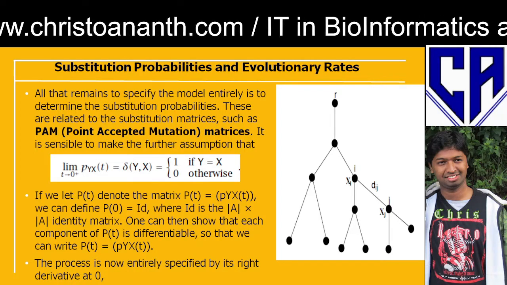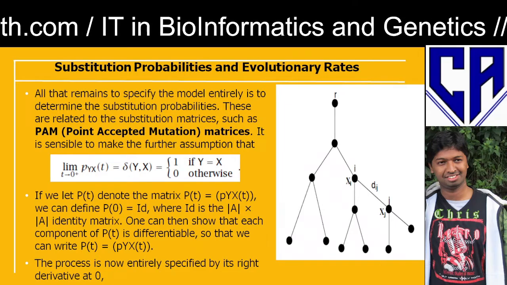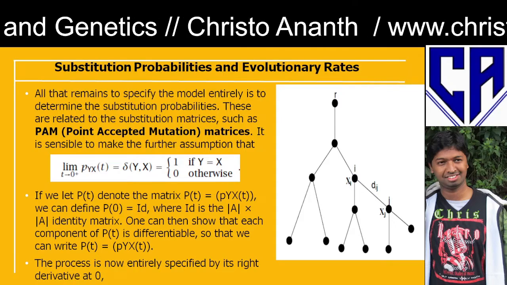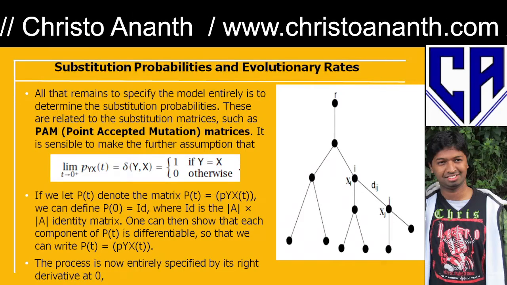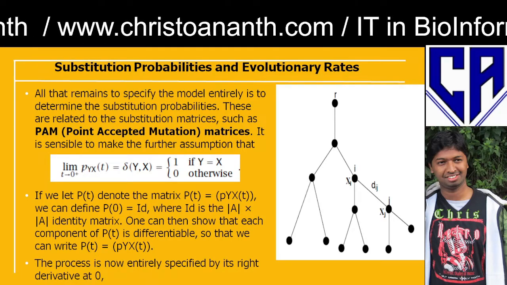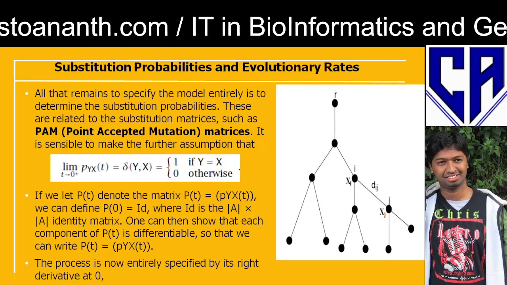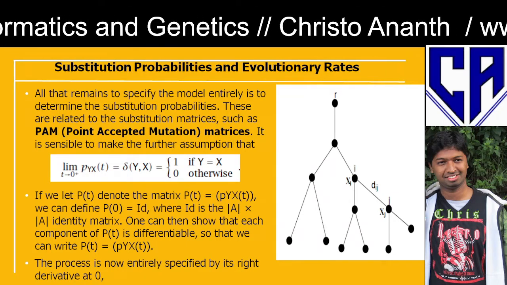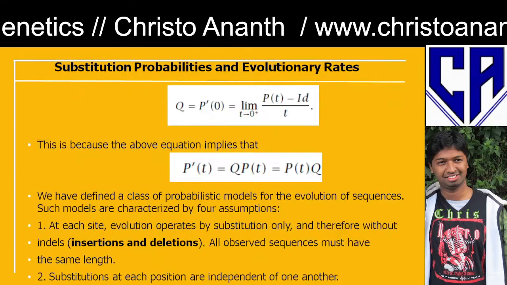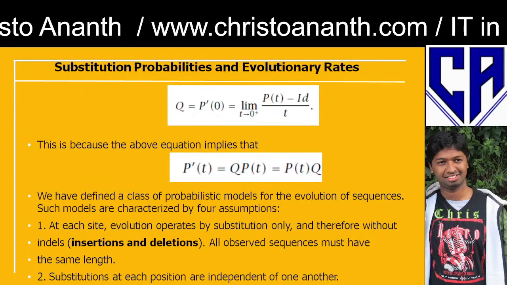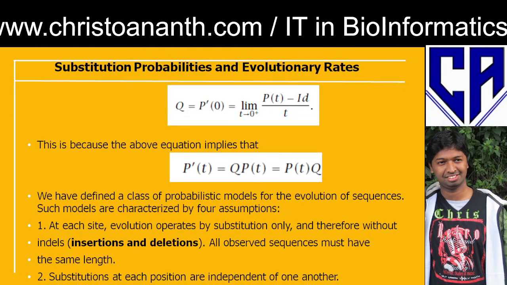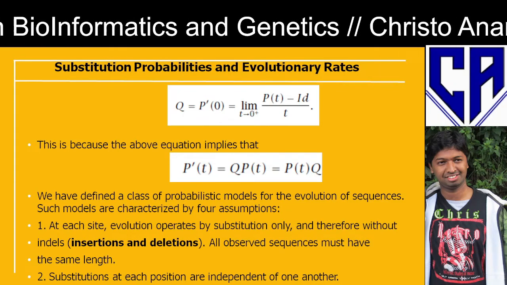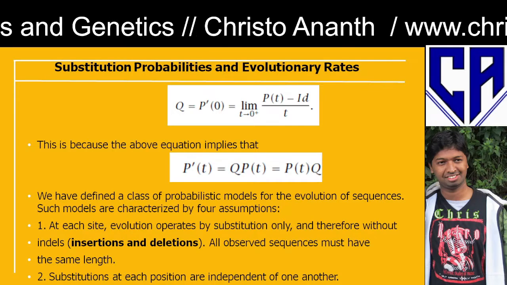So we denote this P of t equal to p yx of t, for which we can define the initial value P of 0 equal to Id. So Id is nothing but the identity matrix. You can categorize it as A cross A. So this is actually taken from the mathematical functions, where we will write P of t equal to p yx of t. So this Q factor will be equal to P dash of 0, limit t tends to 0, P of t minus Id, where Id is the identity matrix, divided by t. So P dash of t is actually Q into P of t, equal to P of t multiplied by Q.